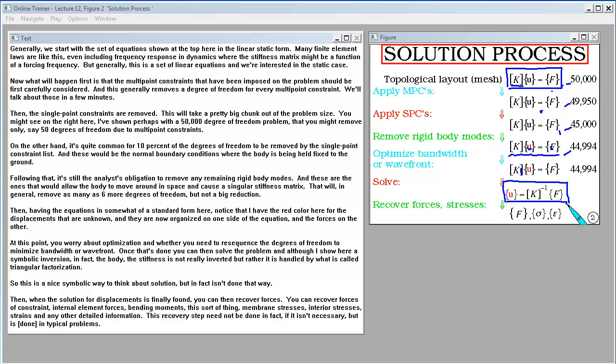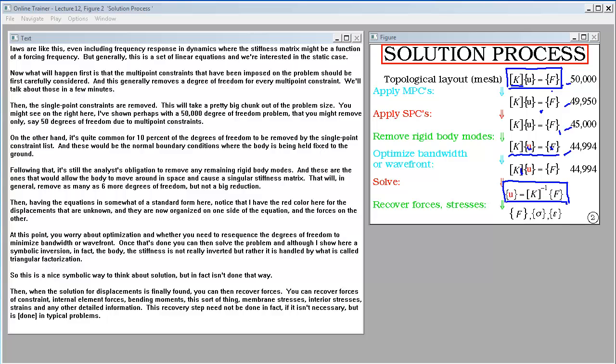Then, when the solution for displacements is finally found, you can then recover forces. You can recover forces of constraint, internal element forces, bending moments, this sort of thing, membrane stresses, interior stresses, strains, and any other detailed information. This recovery step need not be done, in fact, if it isn't necessary, but is in typical problems.